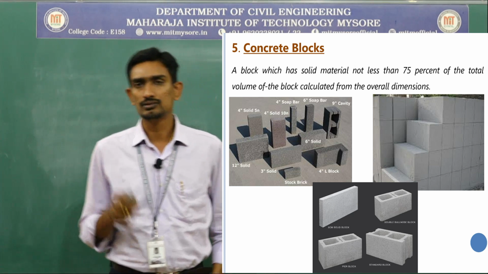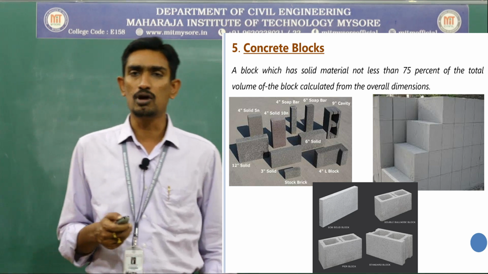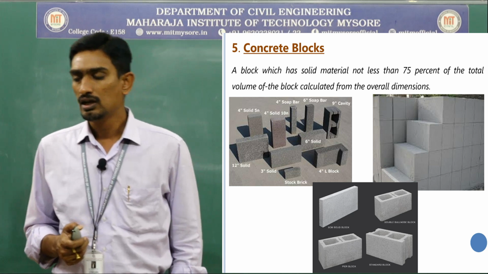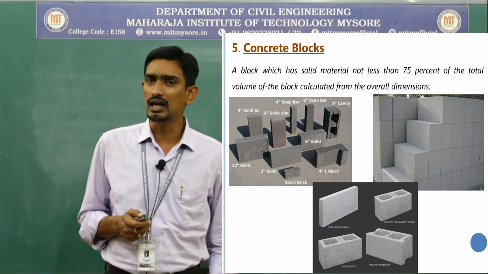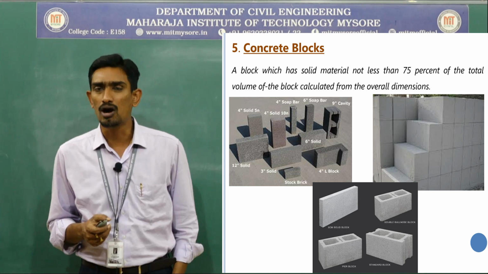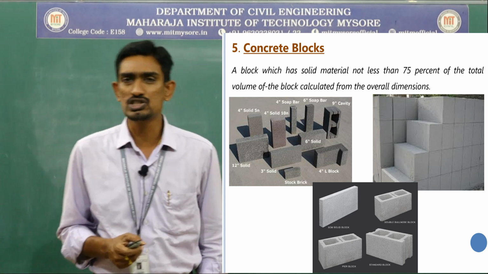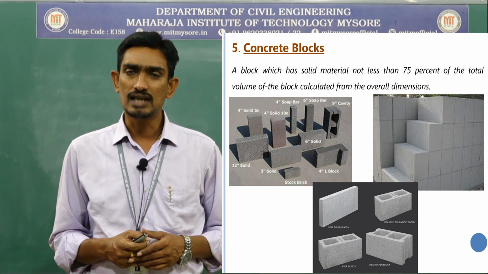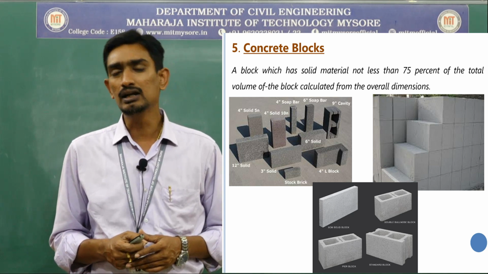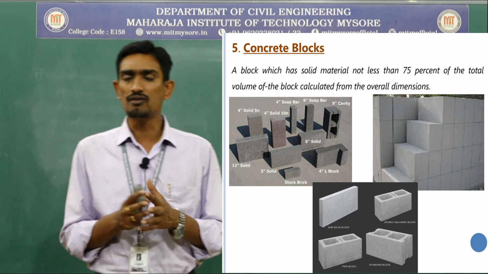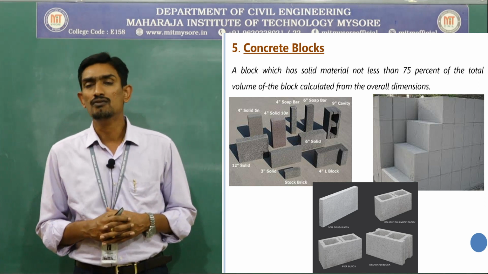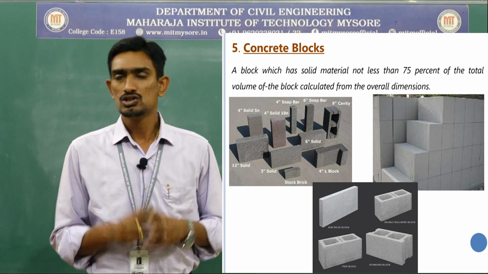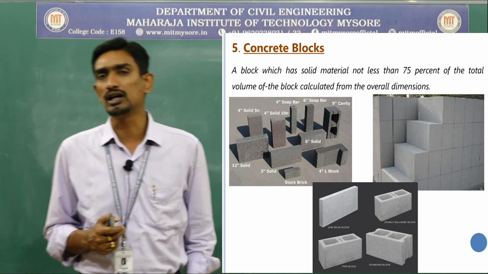Next, let us move on to what exactly a concrete block is. As the name itself indicates, it is a composition of cement, fine aggregate, that is sand, coarse aggregate, and water. The mixture of all these four constituents will form a concrete block. Is it clear?